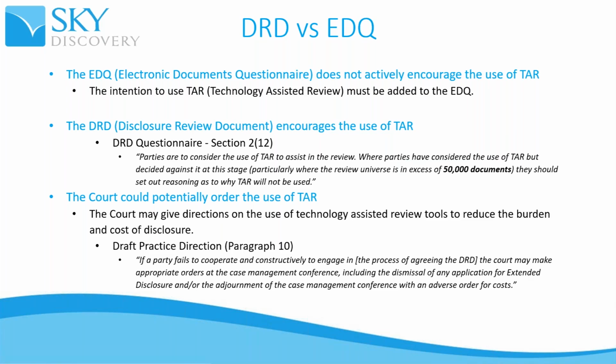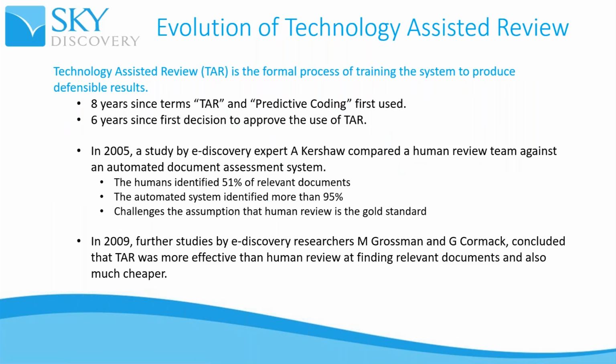So as Martin just explained, I'm just going to talk briefly first about the evolution of technology-assisted review. Now, technology has been assisting reviews for a very long time, from the storage of the first electronic documents to basic keyword searches that you could run across these documents. What we're really focusing on now is the use of this term TAR, so Technology-Assisted Review, which we have defined here as the formal process of training the system to produce defensible results.